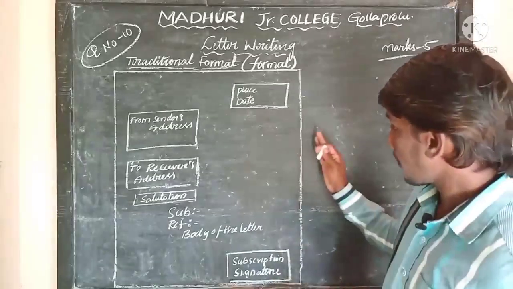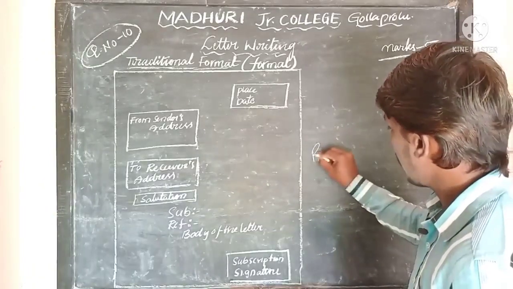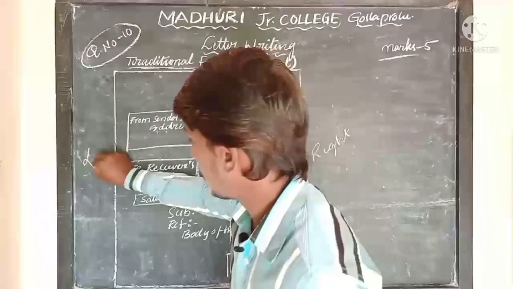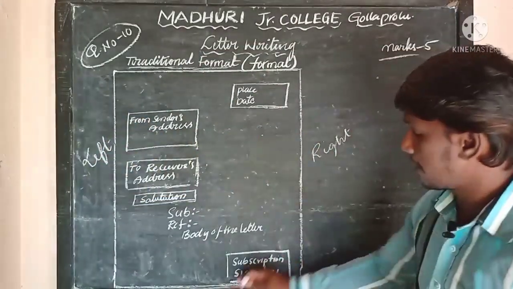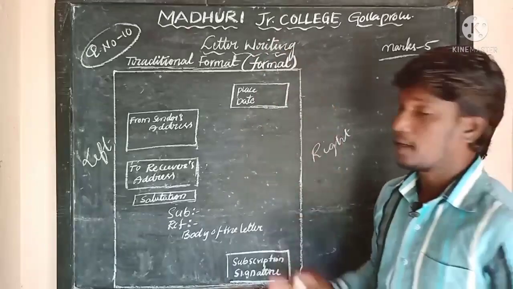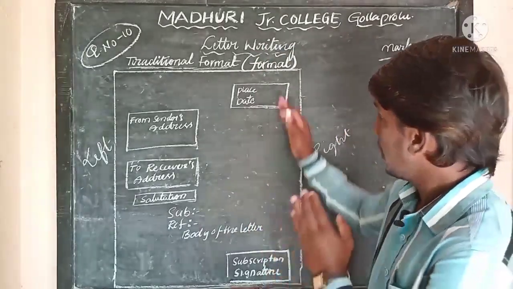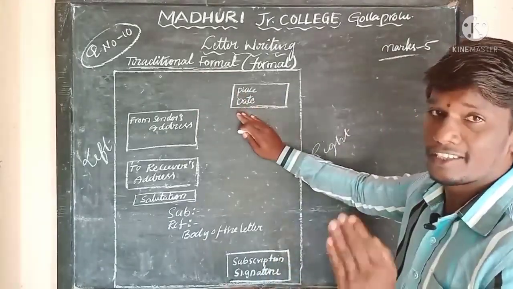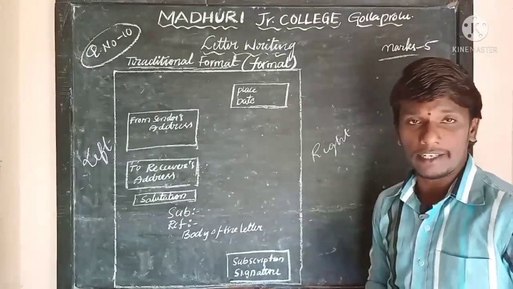This is the right margin, and this one is the left margin. This is the bottom, and this one is top. Now you think it is a letter. So firstly, in a formal letter, in traditional format, the letter would start with the heading. So this is the first part of writing a letter, heading.